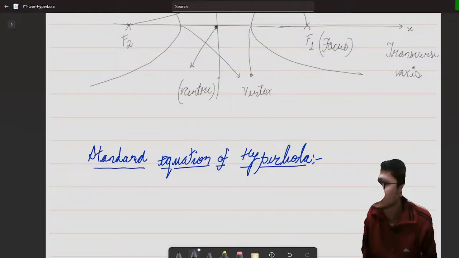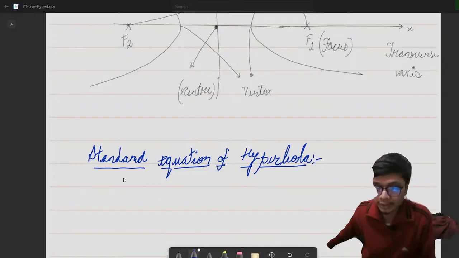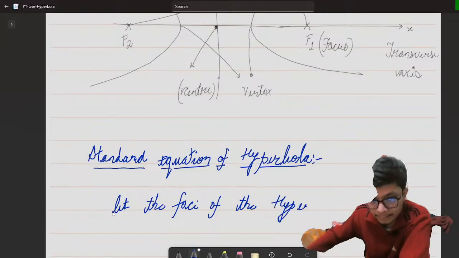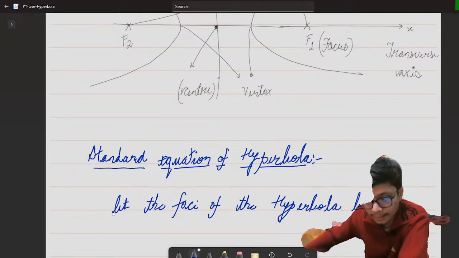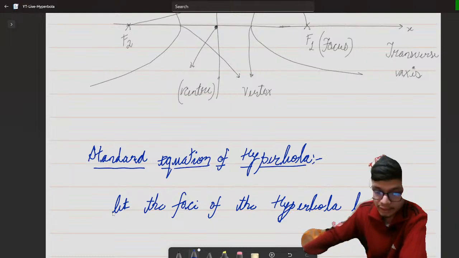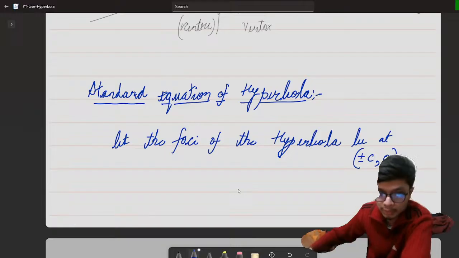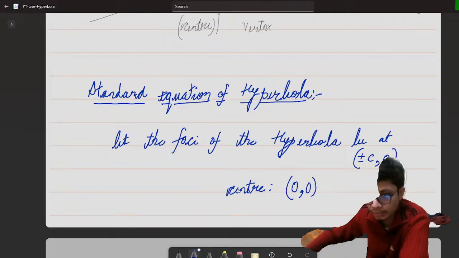It's fairly simple. To discuss the standard equation of the hyperbola, let us first of all consider the foci of the hyperbola. I'm defining from my end two fixed points, plus or minus c comma 0. These are defined as the foci of the hyperbola, such that the midpoint of the foci is the center. It is defined in such a way that the center becomes the origin, 0 comma 0.